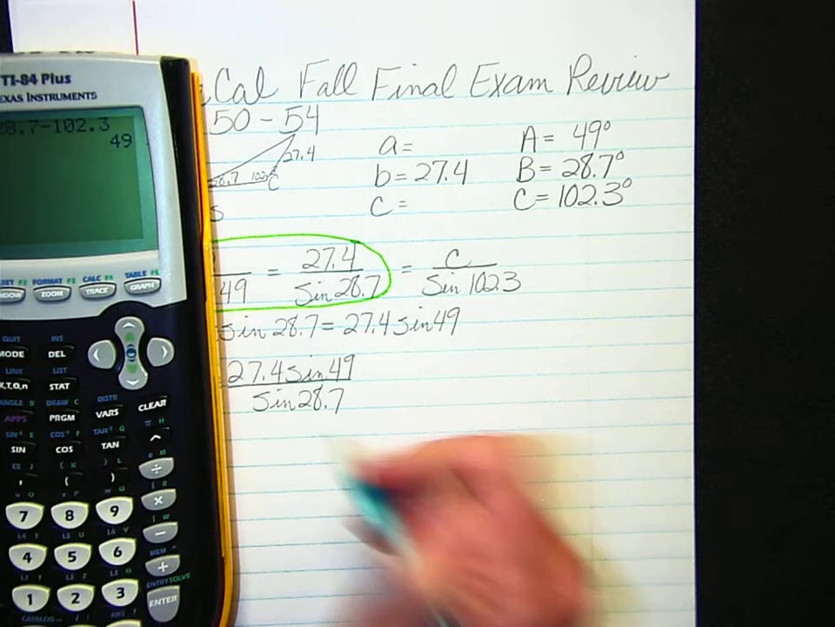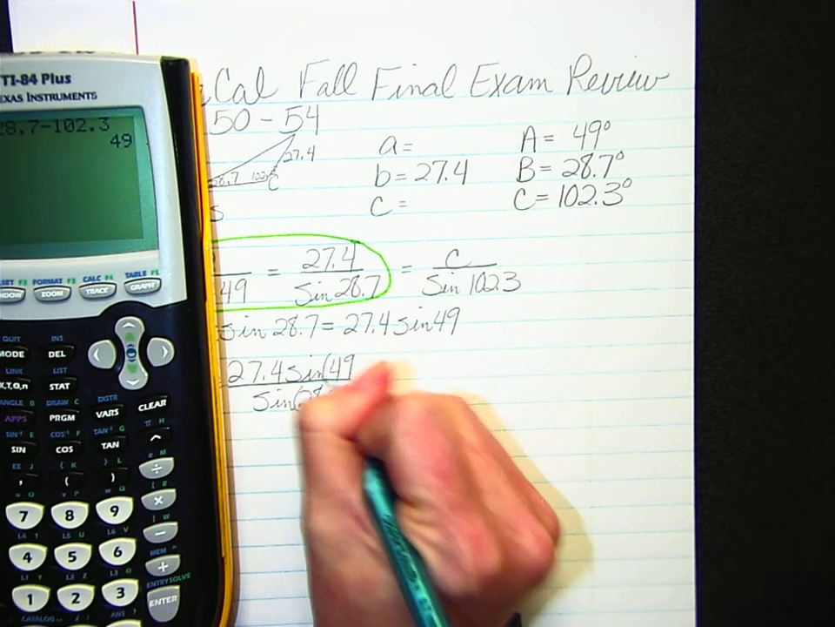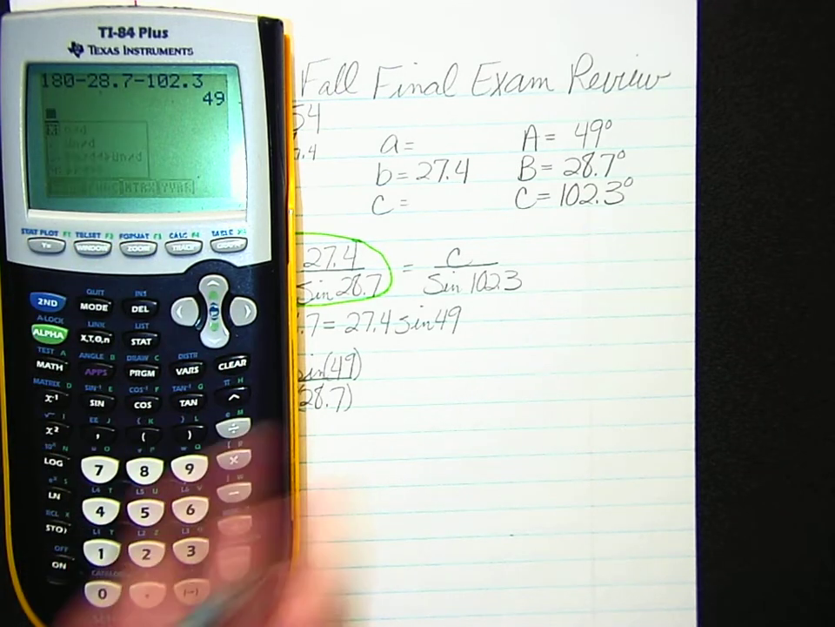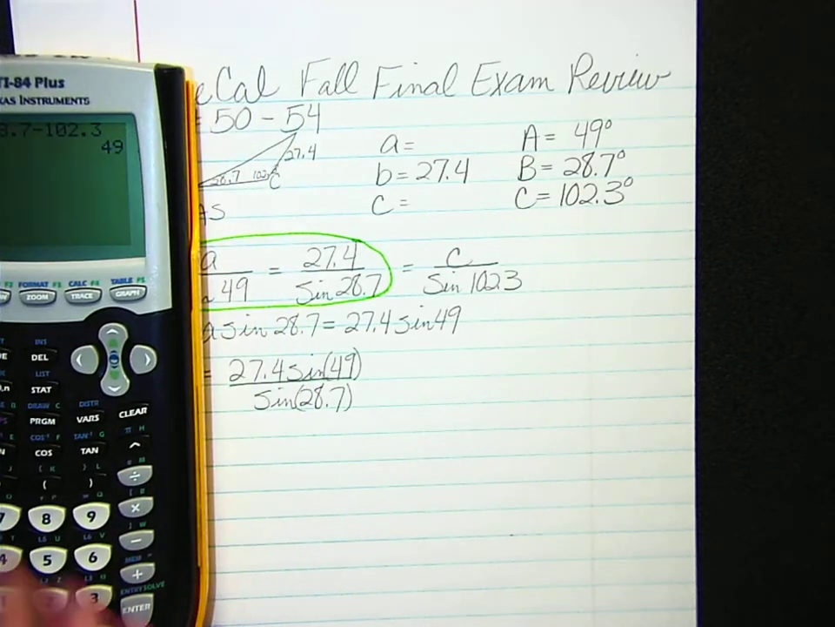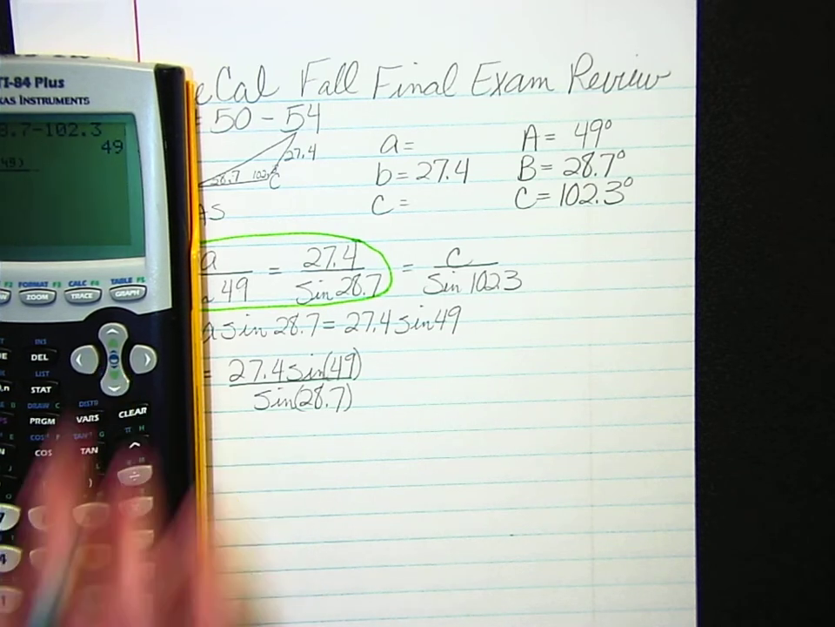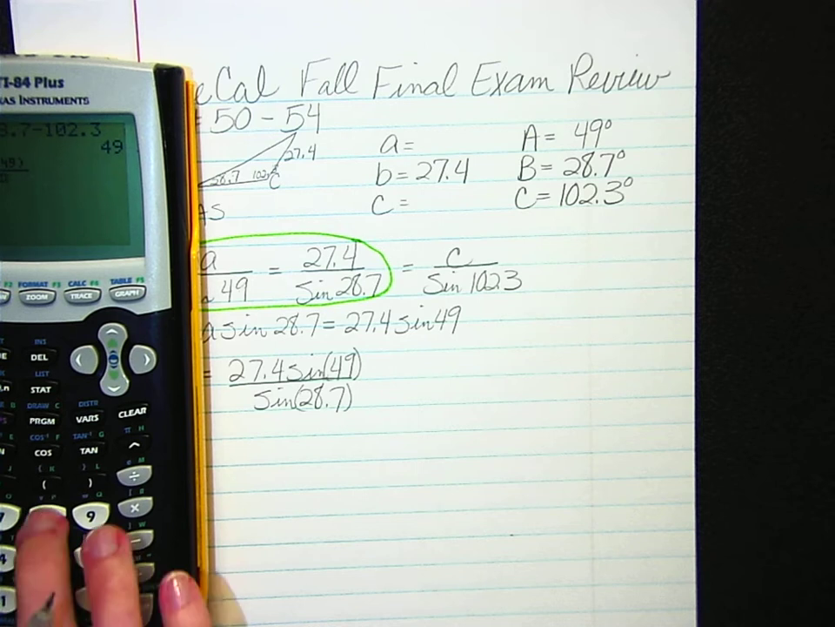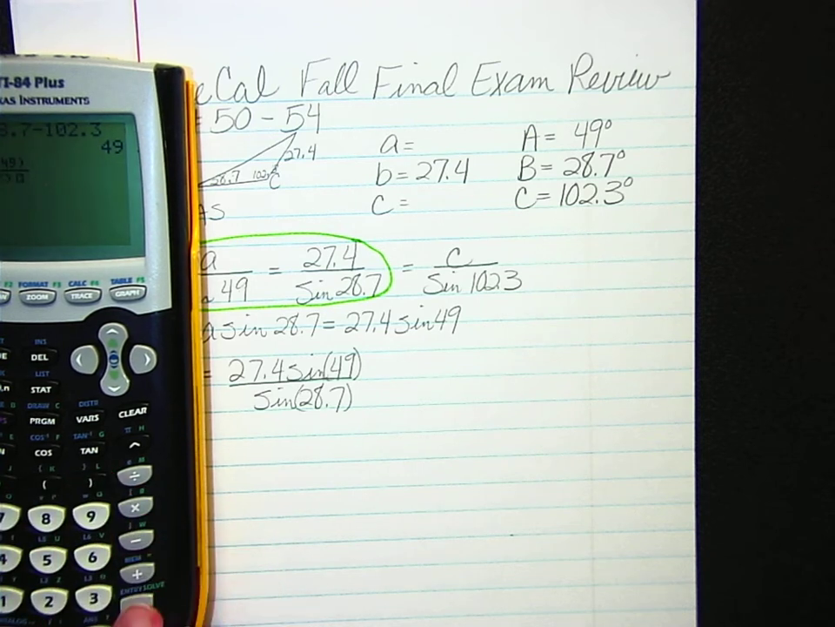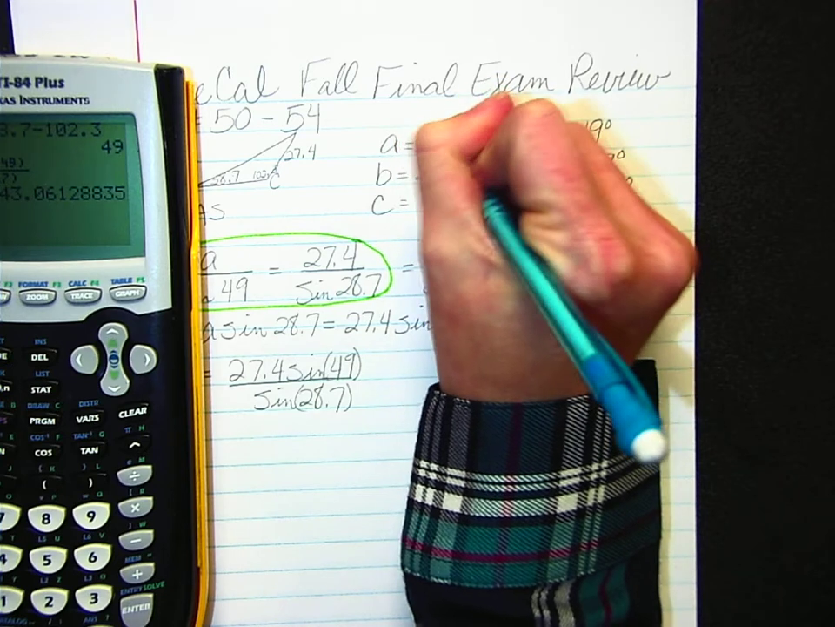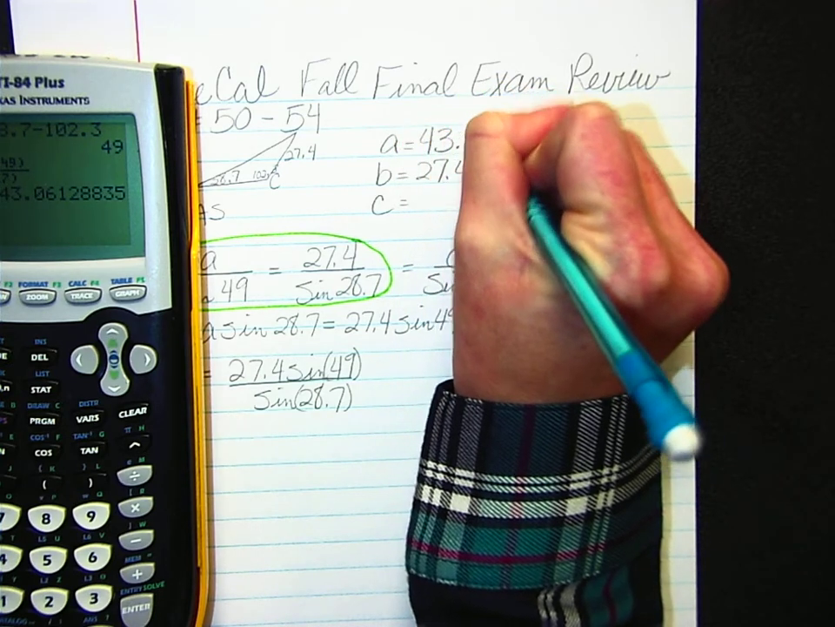If you need to put this in a couple of different steps, you can. But if you have alpha F1 number 1 on your calculator, that's really helpful too. So I'm going to put in my 27.4 times the sine of 49, and then on the bottom, the sine of 28.7. Let's round these to 3 decimal places, so that gives me 43.061.